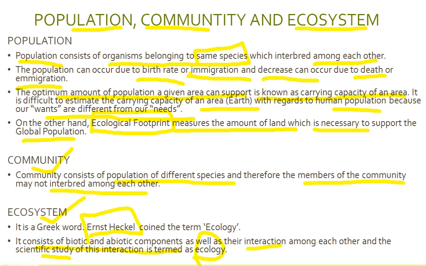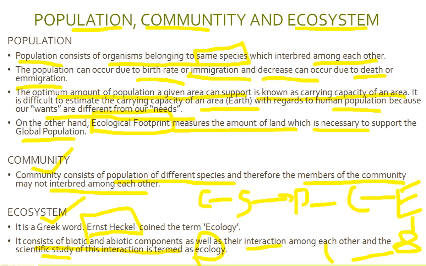Okay, we can remember like this. This is the cell. Cell makes up the species. Species makes up the population. Population makes up the community. And community makes up the ecosystem as a whole. Okay. And we learn further that ecosystems make the biomes, and these biomes make up the biosphere as a whole. Okay.